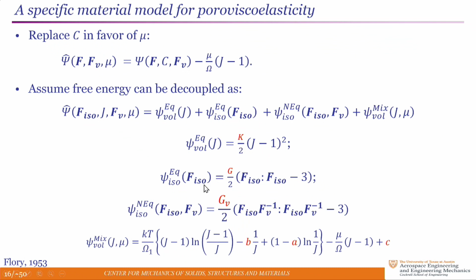The isochoric part, the equilibrium component of that, is going to be a neo-Hookean material. So G is the shear modulus of the material, of the elastic branch of the material. Similarly, there is a neo-Hookean part for the viscous branch that has a different shear modulus. So there's a spring and dashpot in parallel. G is the spring constant for the sole spring, and G_V is the spring constant for the spring-dashpot branch of it, and so on.